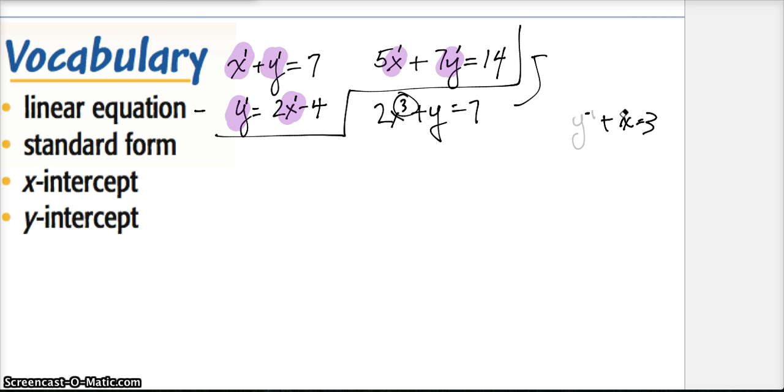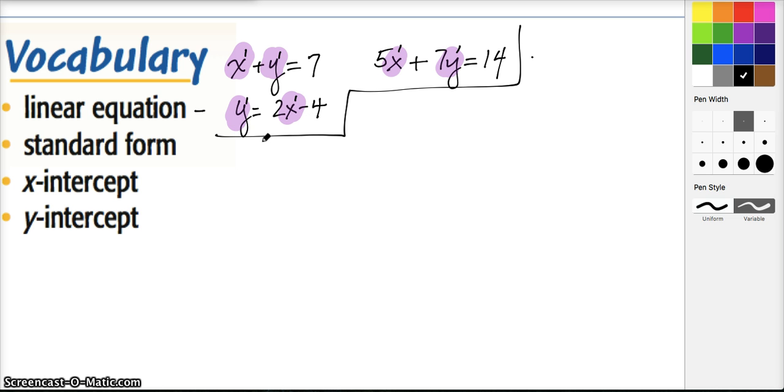The true definition of a linear equation is an equation that when you graph it, you get a line, but that's not something we've done a whole lot of, so I want you to be able to visually observe a linear equation.